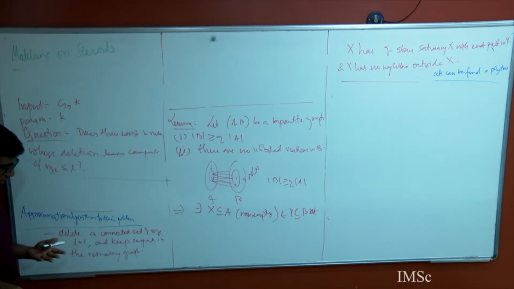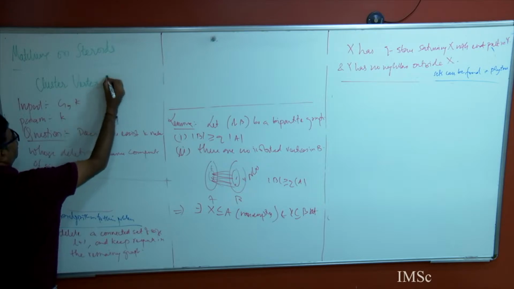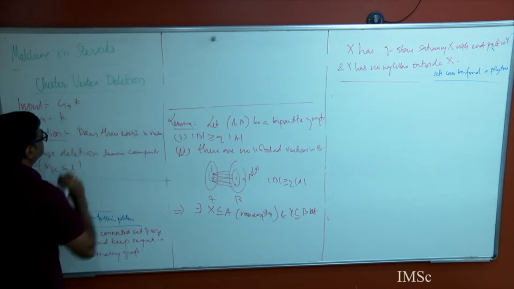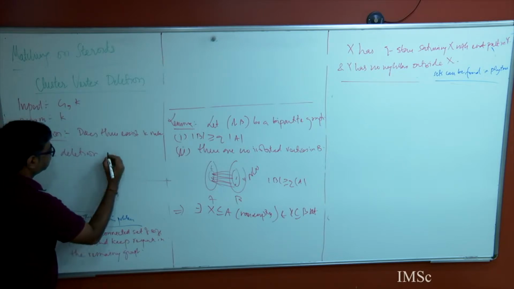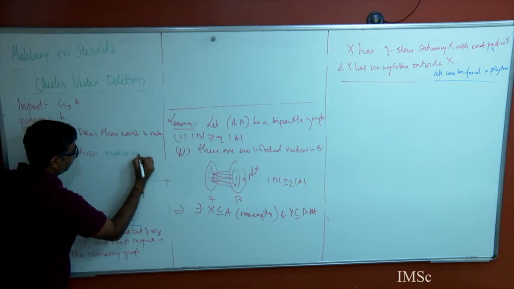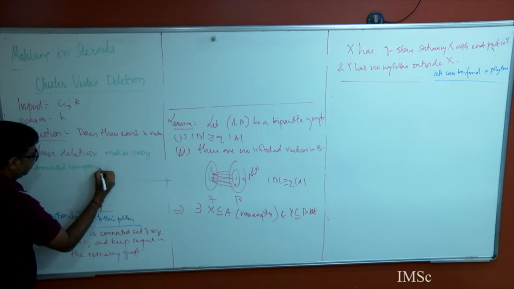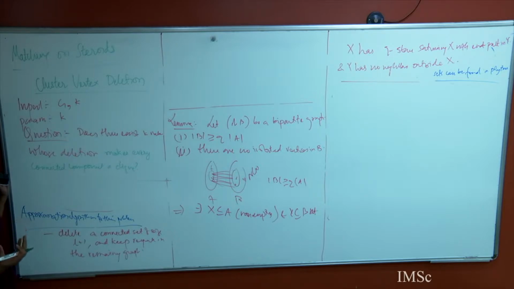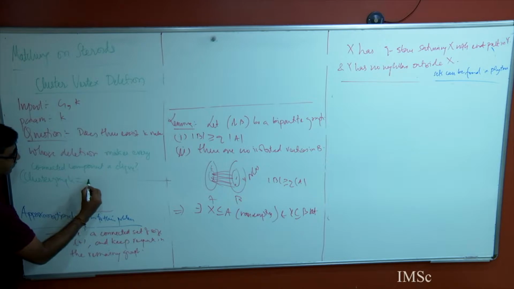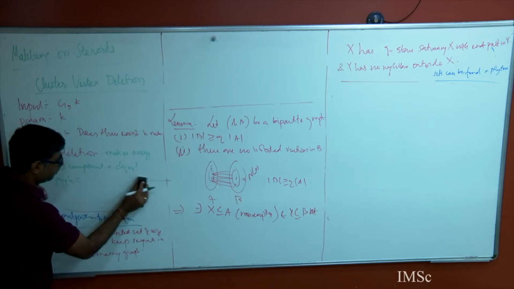I'm going to call this cluster vertex relation. So, what is a cluster graph? A graph is called a cluster graph if every connected component is a clique. Okay.